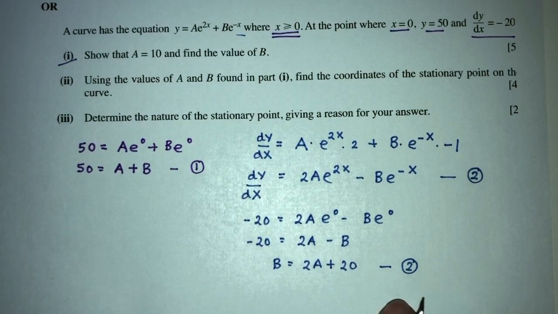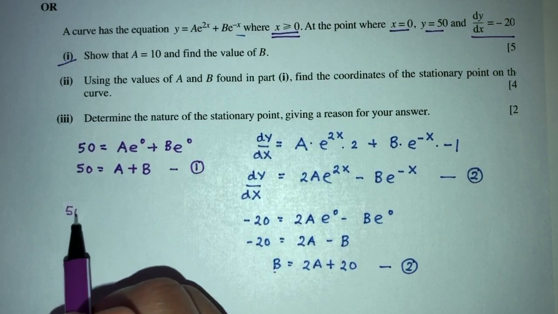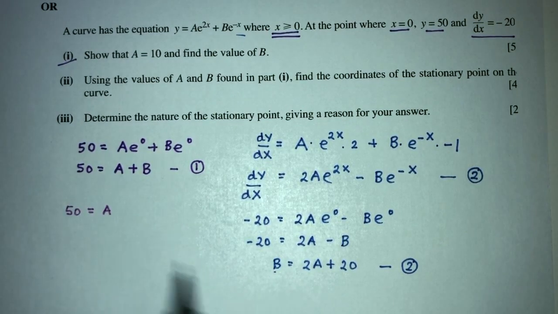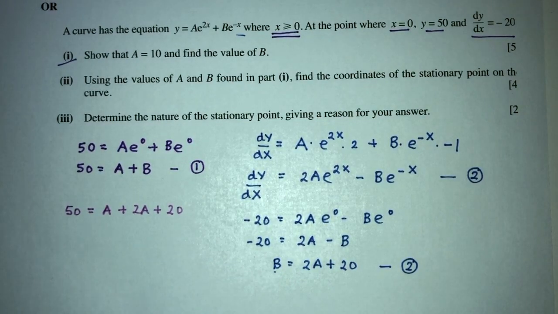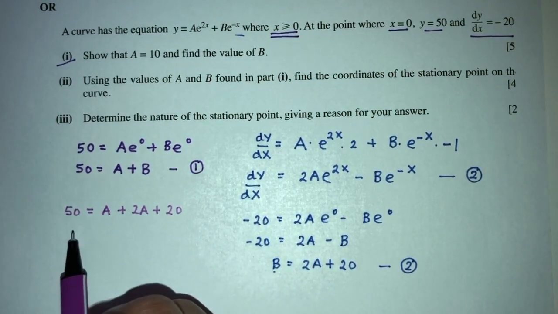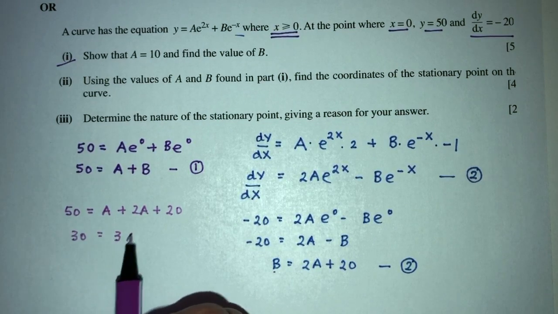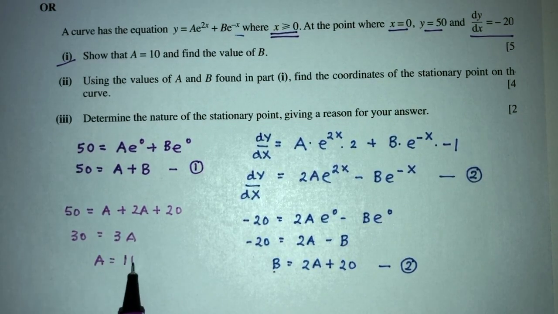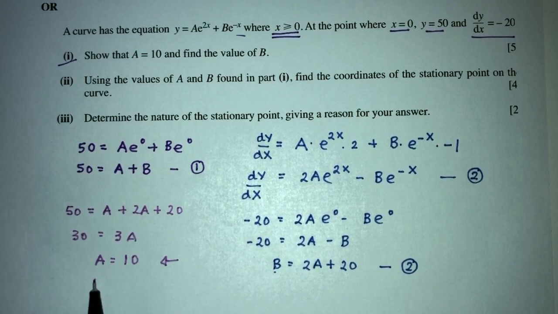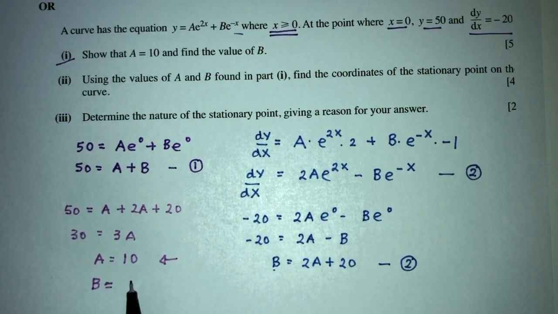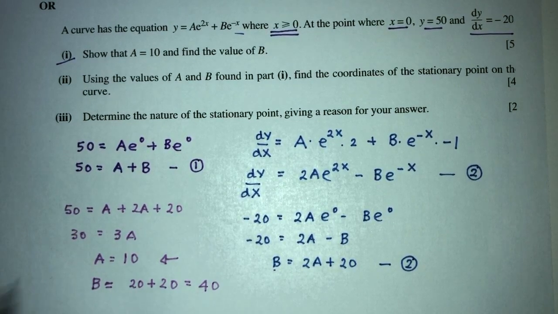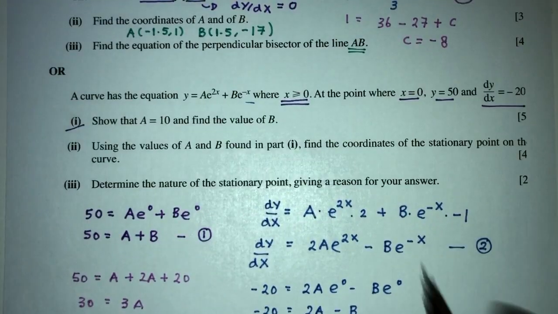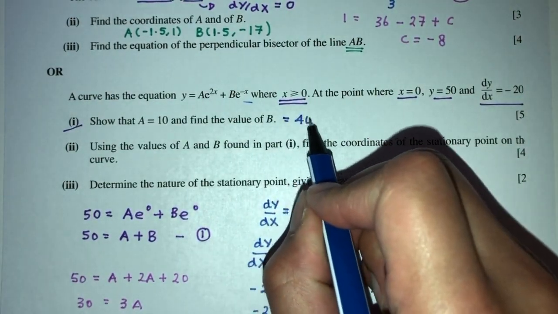Now we can solve the two equations simultaneously to find the values. Replace this in here, you will have 50 is equal to a plus b. B is 2a plus 20. Now simplify. Send this over here, you will have 30. That will be 3a. So a has to be 10. Now find the value of b. B has to be 2 times a is 20 plus 20, and that is 40. So we have shown the value of a is 10 and the value of b is equal to 40.